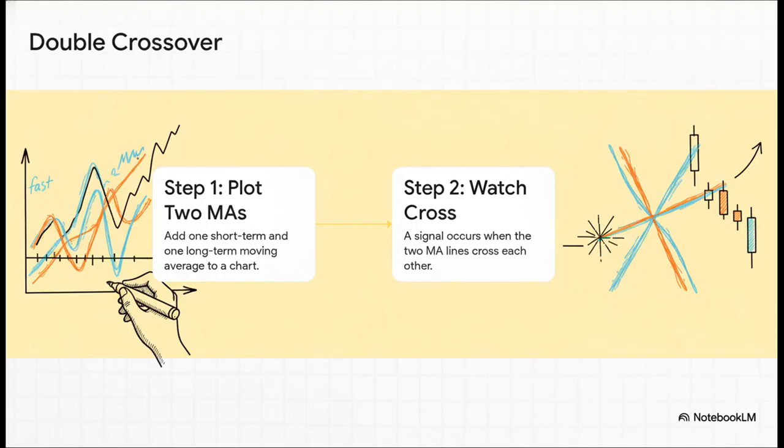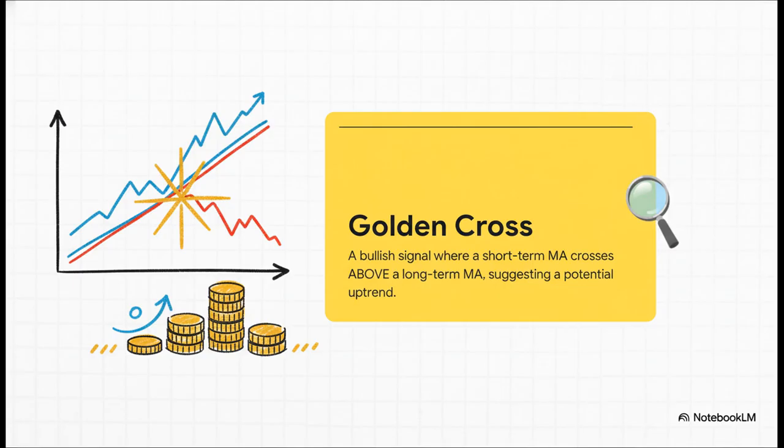So with this one, instead of watching the price cross a single line, you put two moving averages on your chart. A common pairing is a short-term, faster one like a 50-day, and a long-term, slower one like a 200-day. And here's the key. The signal isn't about the price anymore. The signal is when the two lines themselves cross over each other. And this is where we get one of the most famous signals in all of trading, the golden cross. This is the big one.